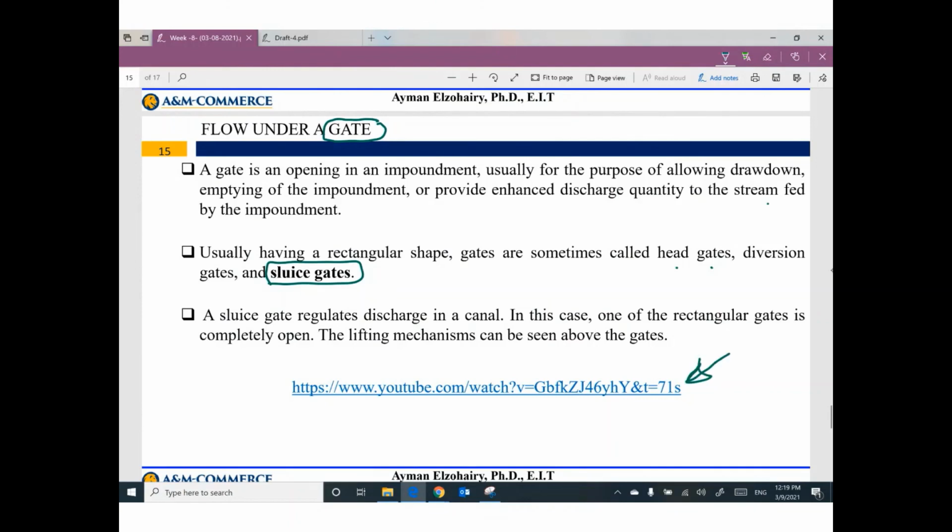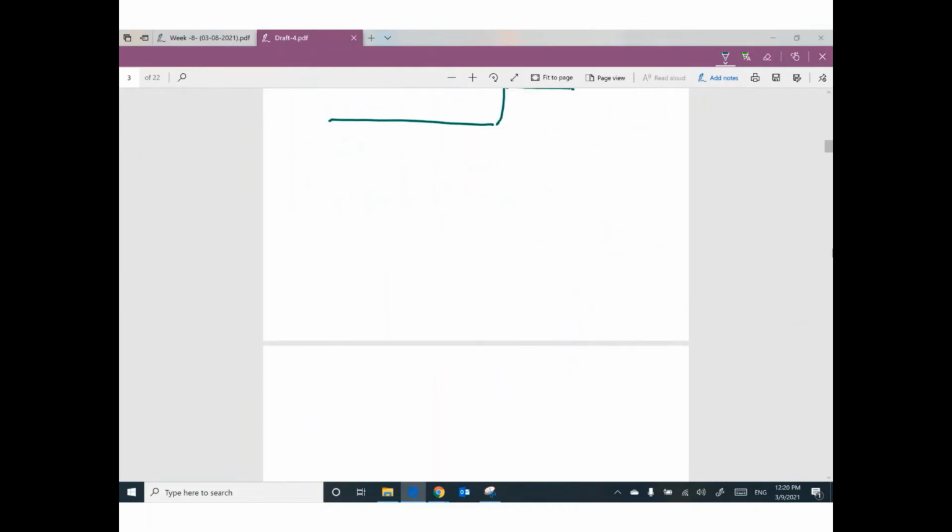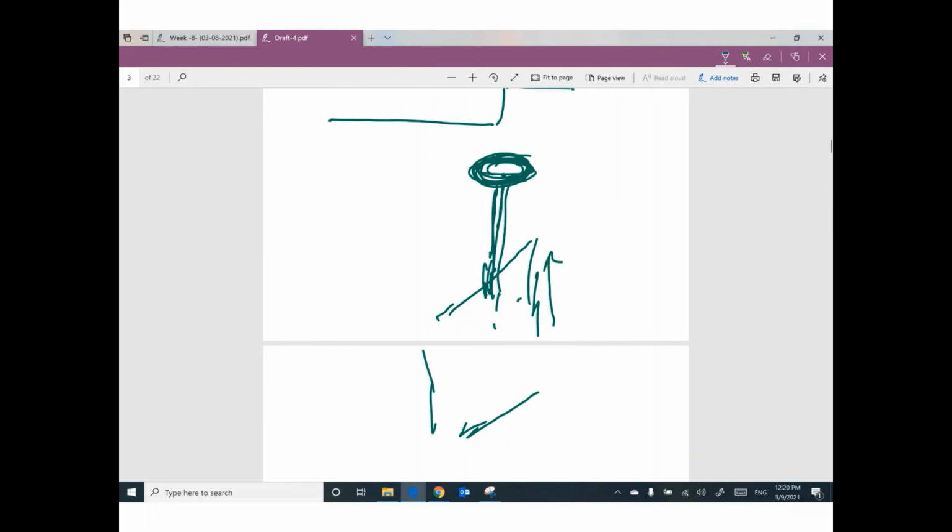Slice gate regulates discharge in a canal. In this case, one of the rectangular gates is completely open. The lifting mechanism. Did you see the mechanism in this video? We have a mechanism here with vertical axis, and the gate looks like this. So if you rotate this mechanical part, the gate will be raised up, so the water can flow underneath the gate.